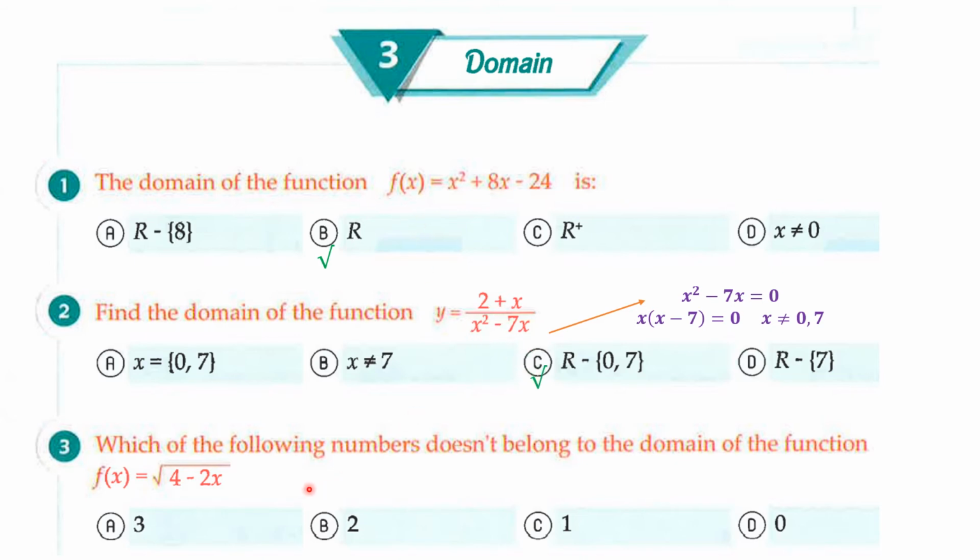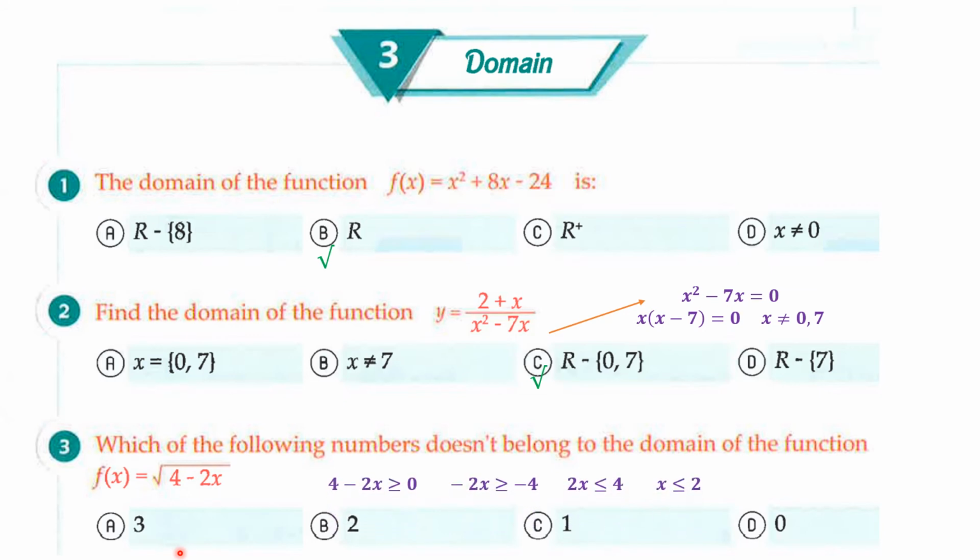Number 3, which of the following numbers does not belong to the domain of the function? Okay, maybe substitute quickly. This is the easiest way. If I substitute 3, I'm going to get a negative under the root. And here the problem is that I can't have a negative under the root. I can have a 0 over here, but not a negative under the root. Substituting 2 will give me root of 0, no problem. Substituting 1, no problem. And 0, no problem. So I think the problem is the 3.